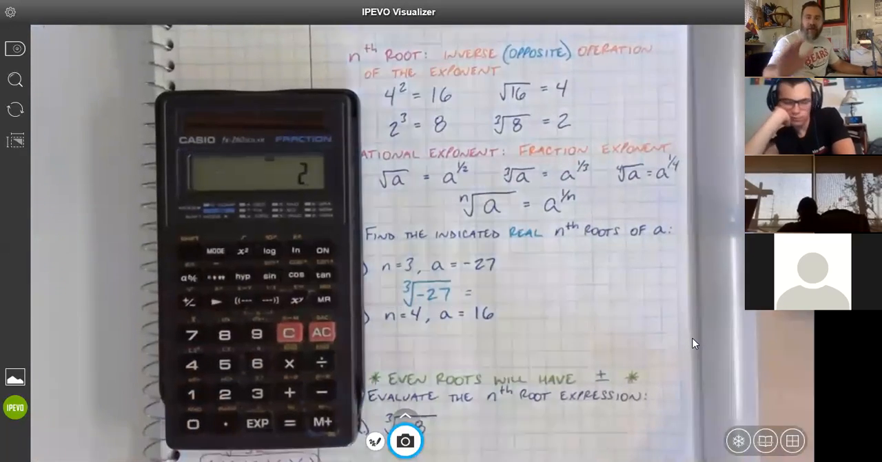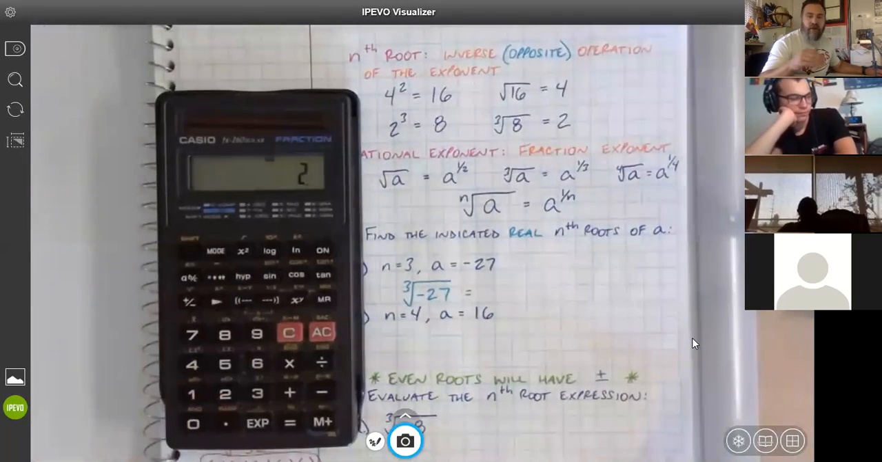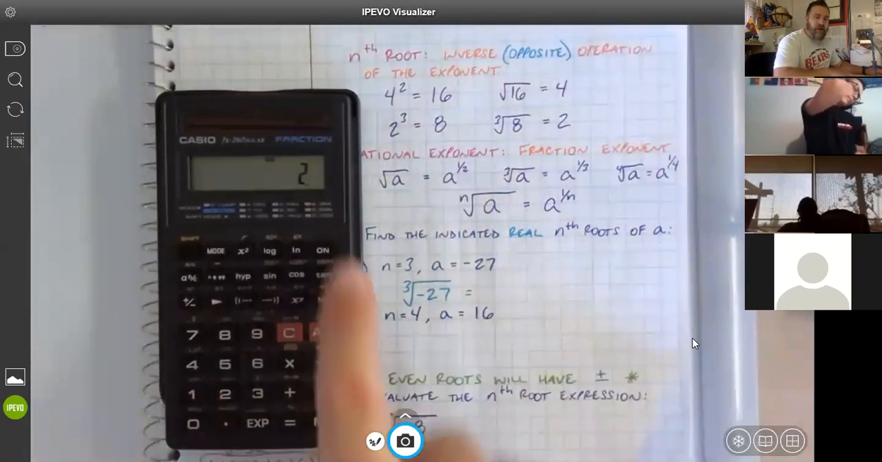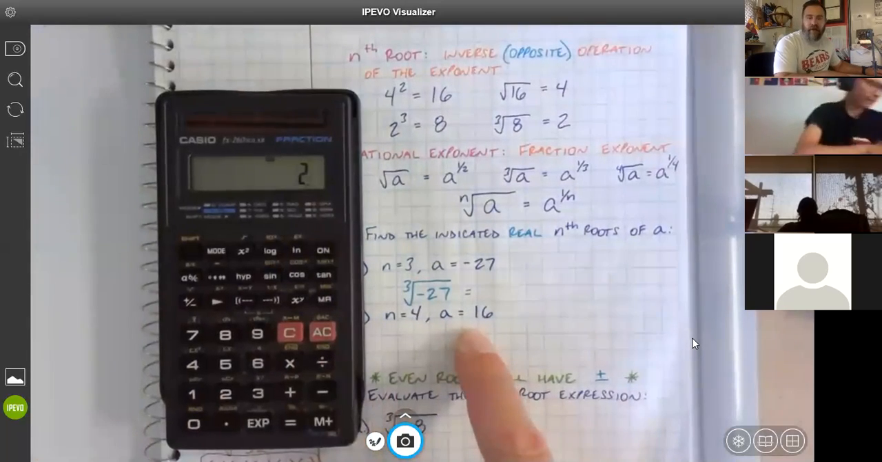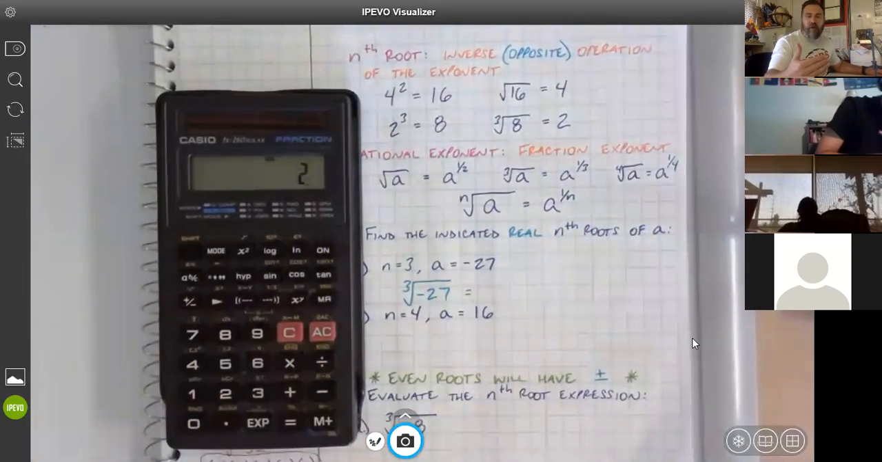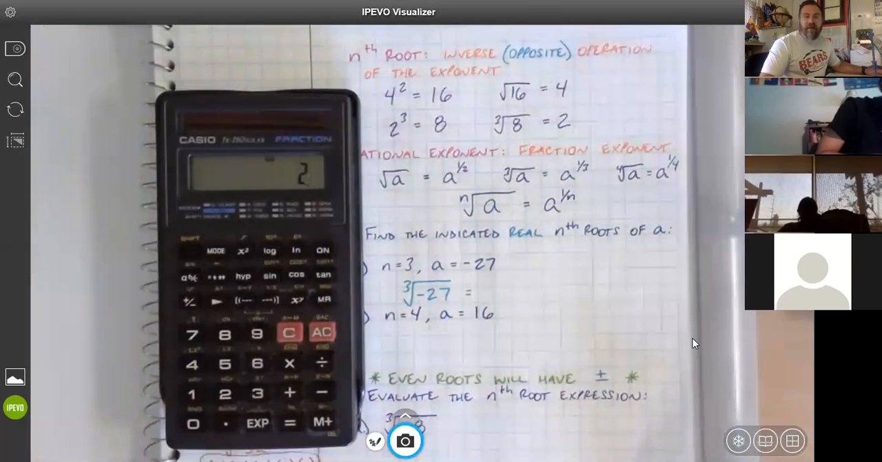Again, just checking that work, that should mean that 2 to the 4th power should give me 16. Double checking that, 2 times 2 times 2 times 2 will give me 16. 2 times 2 is 4. That 4 times a 2 is 8. That 8 times the last 2 is 16. And we check it out right there.